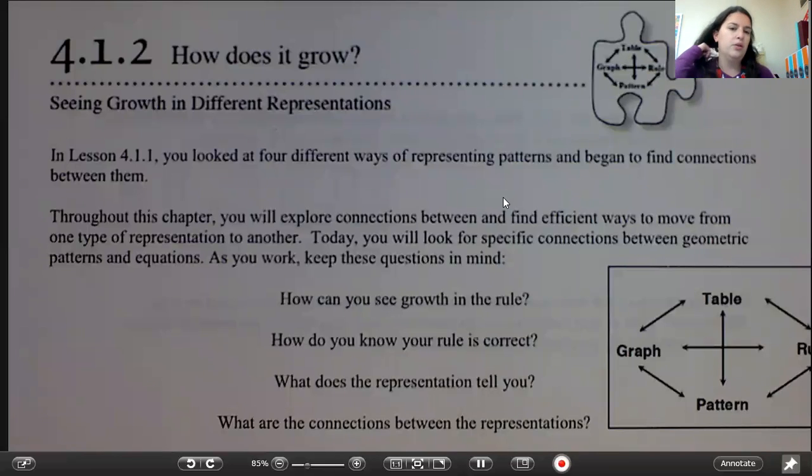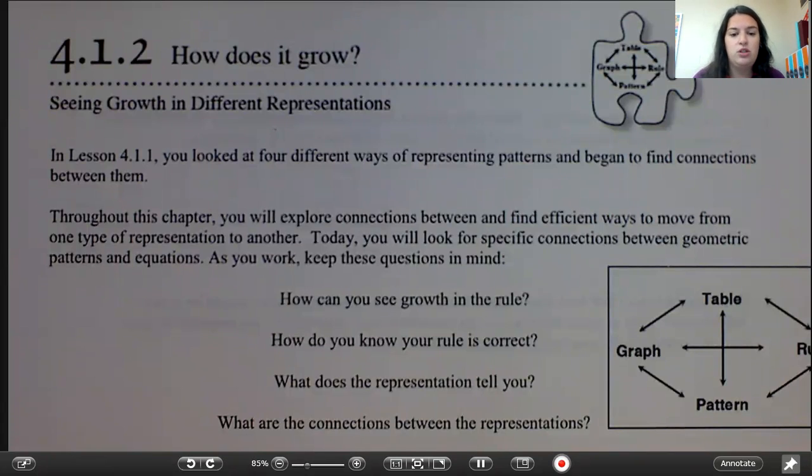Okay, hi everyone. I'm here with your 4.1.2 lesson. Your 4.1.2 lesson is titled How Does It Grow? Seeing Growth in Different Representations. In lesson 4.1.1, you looked at 4 different ways of representing patterns and began to find connections between them. Throughout this chapter, you will explore connections between and find efficient ways to move from one type of representation to another. Today, you will look for specific connections between geometric patterns and equations.